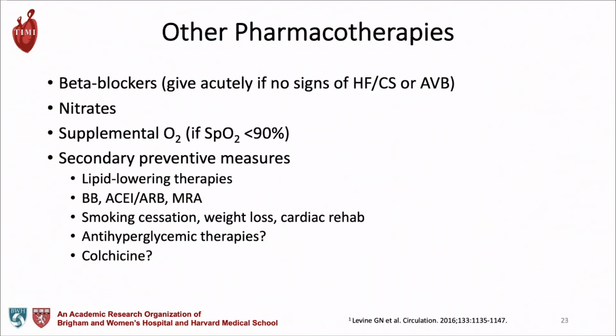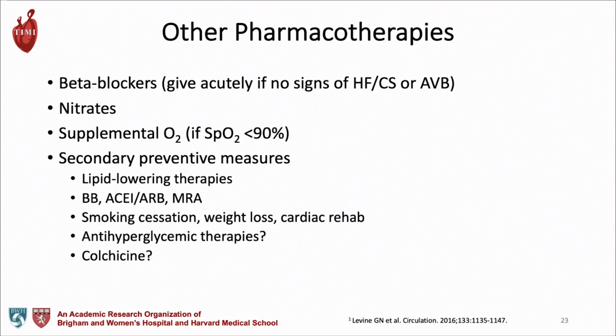Other pharmacotherapies are obviously very important. We use anti-ischemic therapies, beta blockers, which are the anti-ischemic therapies that are associated with the greatest mortality reduction. The important caveat is that we do not give beta blockers if a patient has acute heart failure or cardiogenic shock, or if there's evidence of high-grade AV block. Nitrates can be particularly effective anti-ischemic therapies. Supplemental oxygen if a patient is hypoxemic, has an SpO2 that's less than 90%, but not just as a routine practice, which is what we used to do.